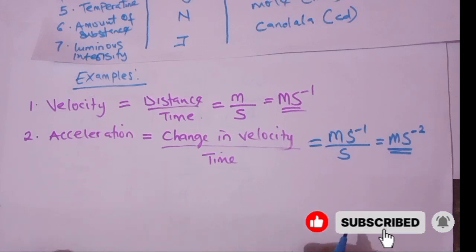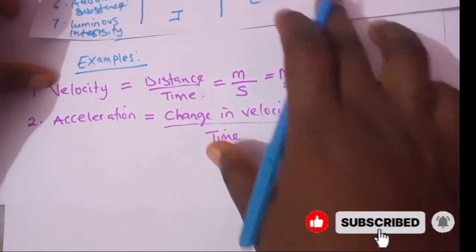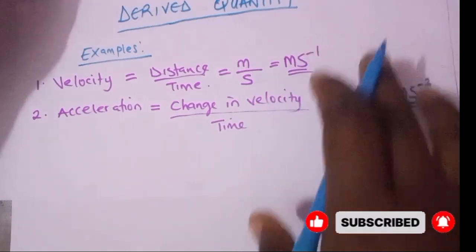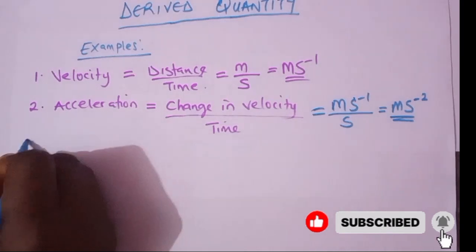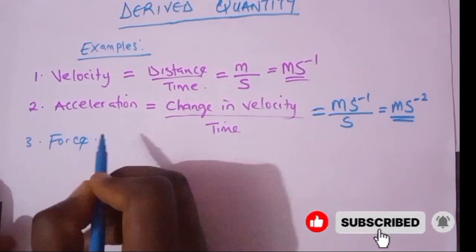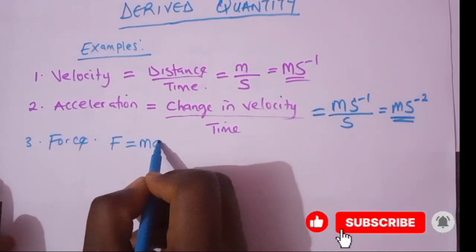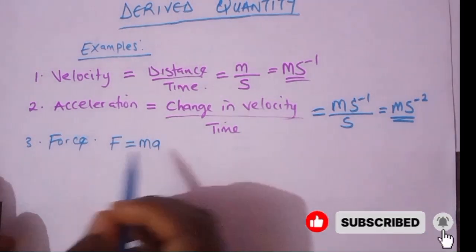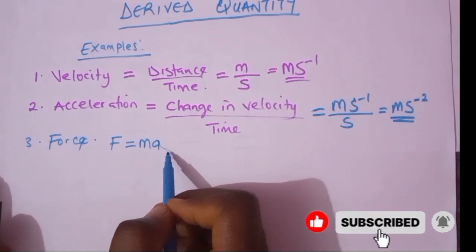So let's try the third example. You will see we are trying something different now, using different quantity. So let's try another example. The third example is force. We have that F is equal to mass times acceleration. This is mass and this is acceleration.